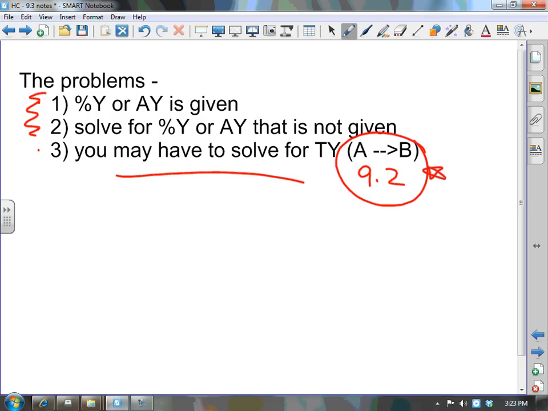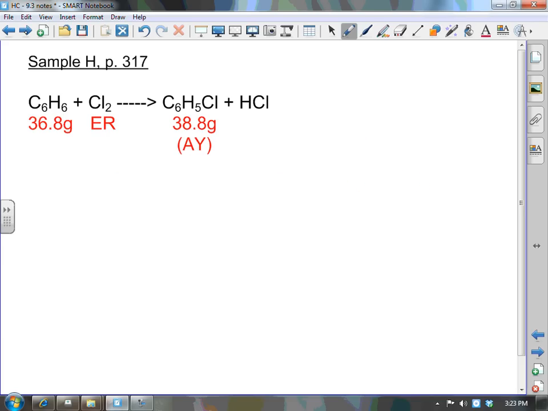Okay. So, on page 317, there's a sample problem dealing with chlorobenzene and chlorine gas. Okay? And it's simply, if we read the question, it says when 36.8 grams of C6H6, which is benzene, reacts with excess chlorine gas, the actual yield is 38.8. What is the percent yield? So here's the first nice thing. We don't have to worry about limiting and excess reactants because it already tells us that. It tells us in the lab what actually happened.